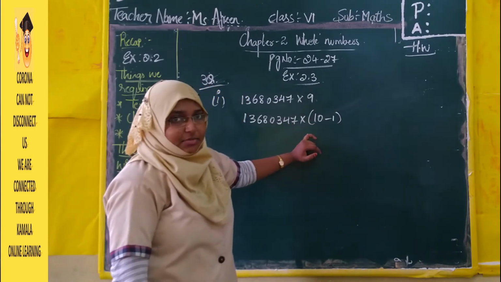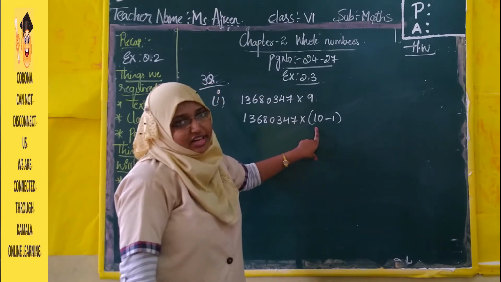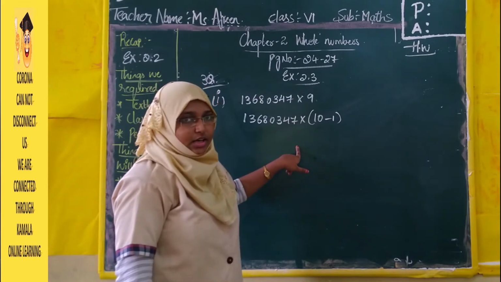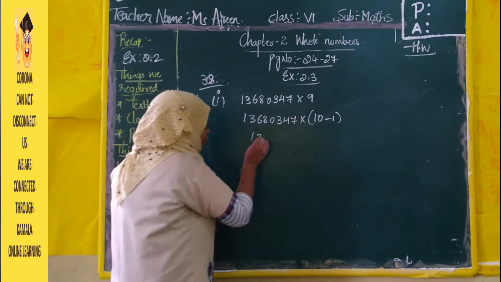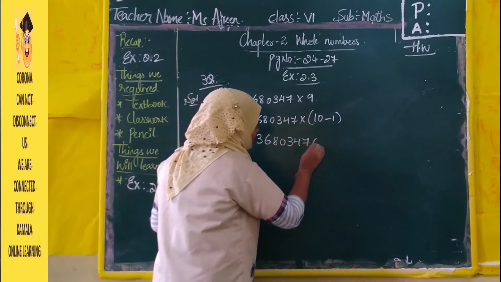When we will multiply any number with 10, firstly we will multiply the whole number with 1. Any number multiplied with 1 will get the same number. And how many zeros are there? 1. That 0 will write it at the end in the result. So it is 1, 3, 6, 8, 0, 3, 4, 7, 0.